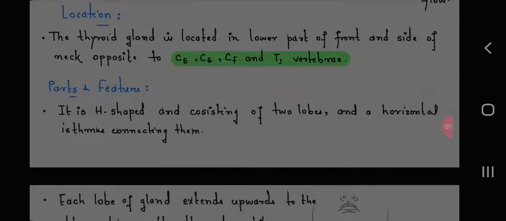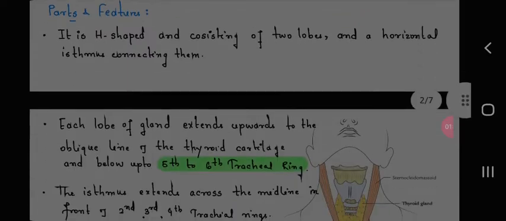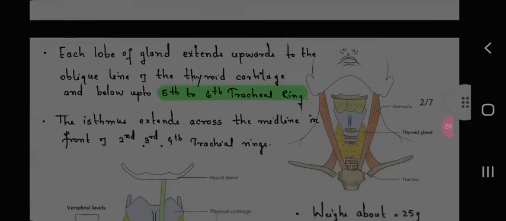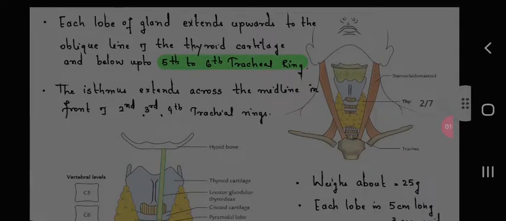Location. The thyroid gland is located in the lower part of the front and side of the neck, opposite to C5, C6, C7 and T1 vertebra. Parts and features. It is wedge-shaped and consists of two lobes and a horizontal isthmus connecting them. Each lobe of the gland extends upward to the oblique line of the thyroid cartilage and below up to the fifth to sixth tracheal ring.